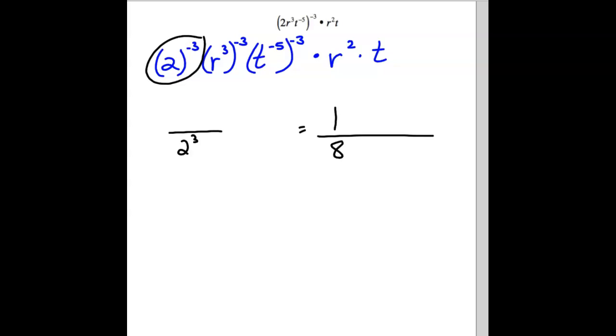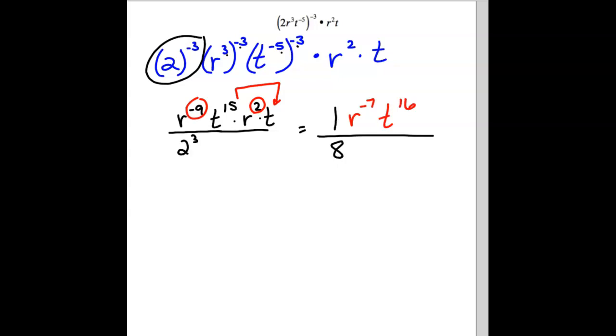Okay? For the r's, we have r to the third to the negative 3. We multiply those, which gives me r to the negative 9. We have t to a power to another power, so we multiply those powers. We get t to the 15th. And then we're still multiplying by an r squared and a t. Okay? Combining our r's, we have negative 9 of them here and 2 more here. That means we're at negative 7 of them. We're just adding those. For the t's, we have 15 there plus 1 here, so we have 16.